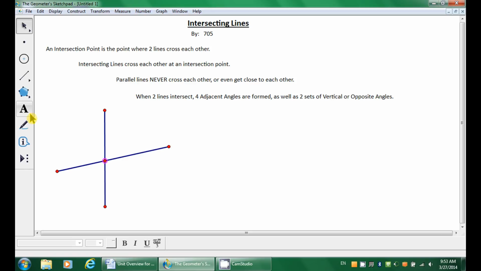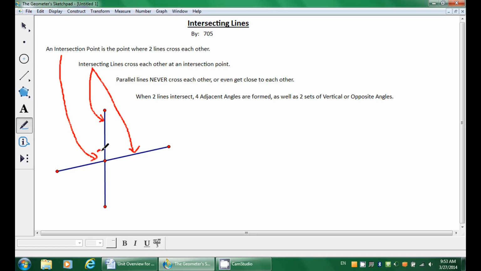So, using the marker tool, I'm going to draw an arrow to show the intersection point there. Intersecting lines, that's this line and this line. Okay. When two lines intersect, four adjacent angles are formed.